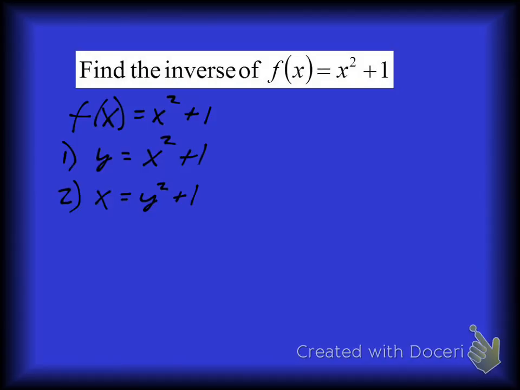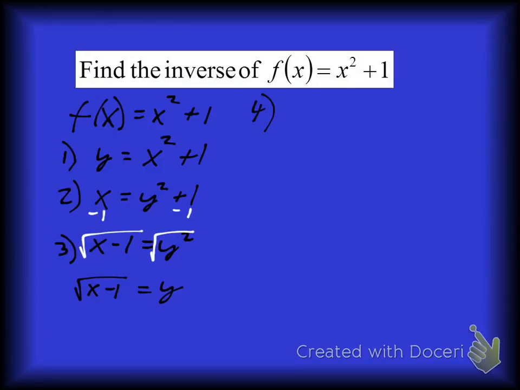Subtract 1. Minus 1. And how do you undo that square power on y? You square root them. Square root it. So the square root of x minus 1 equals y.